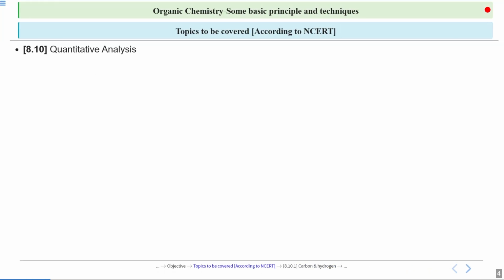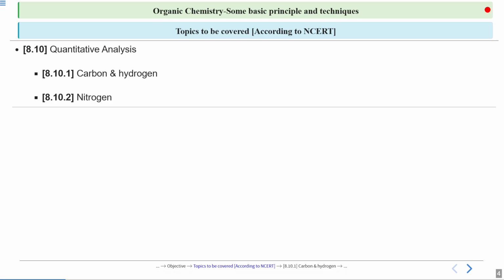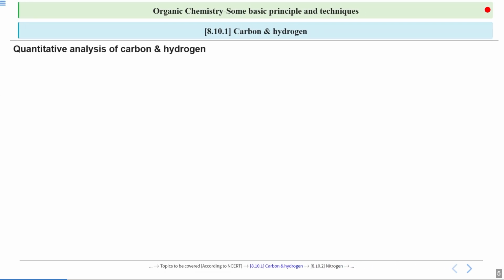So as I told you, if I talk about the specific sections of the NCERT, it would be quantitative analysis, which is 8.10. In that, first we will see the quantitative analysis of carbon and hydrogen, then 8.10.2, which is quantitative analysis of nitrogen. Now, starting with the quantitative analysis of carbon and hydrogen in an organic compound.